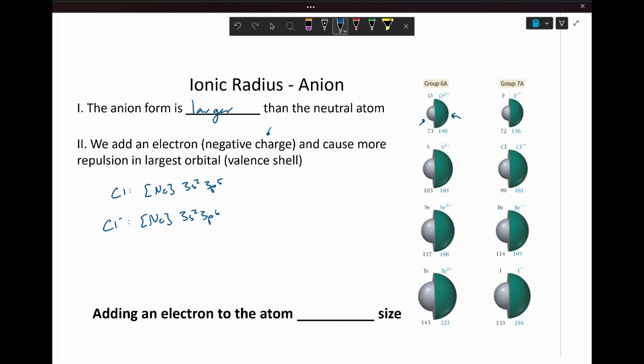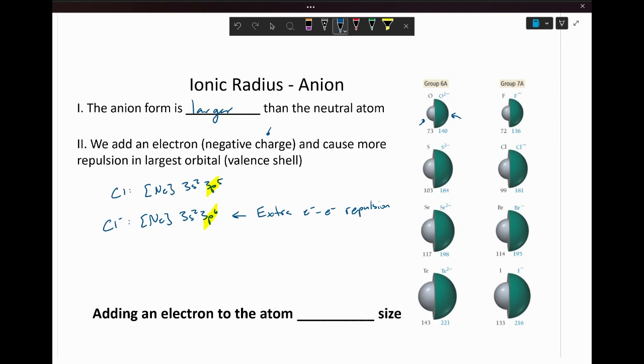Effectively, all that's going on here is that now you have 6 electrons in that p orbital, and they're doing a little bit more electron-electron repulsion. That extra electron-electron repulsion just slightly expands the size of the orbital.